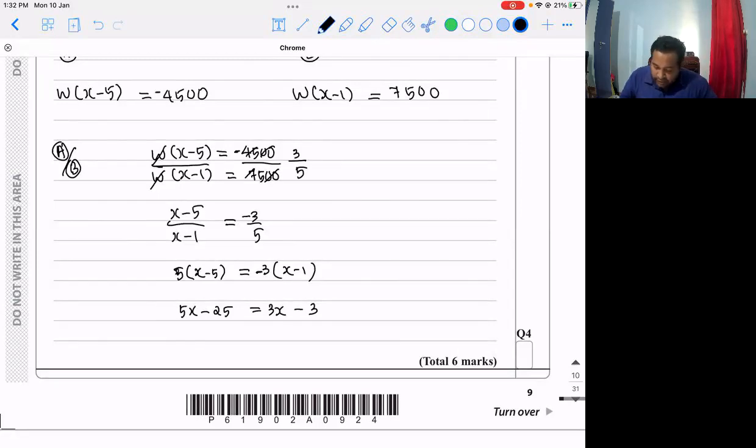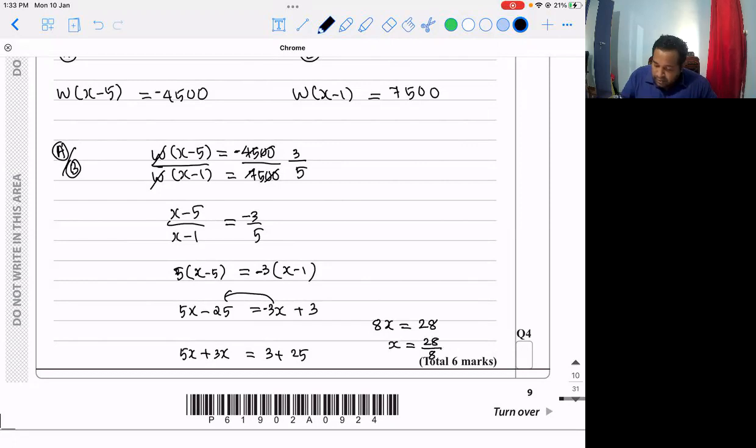So this is minus 3. So 5x minus 25 is equal to minus 3x plus. And if you're rearranging this, if you're bringing to the side, it becomes what? 5x plus 3x is equal to 3 plus 25. So 8x is equal to 28. So x is equal to 28 upon 8.